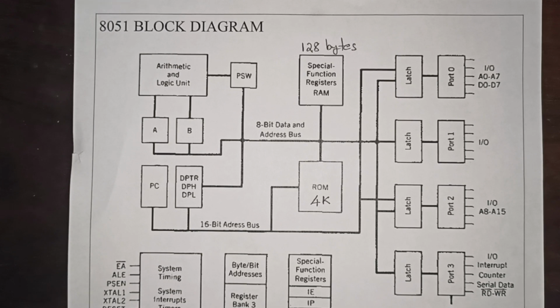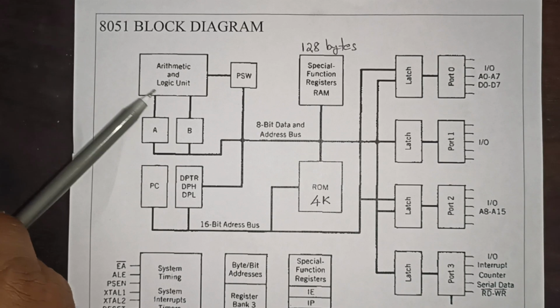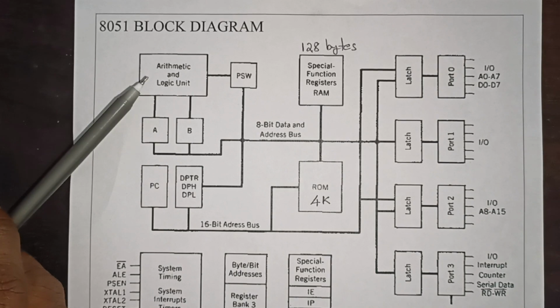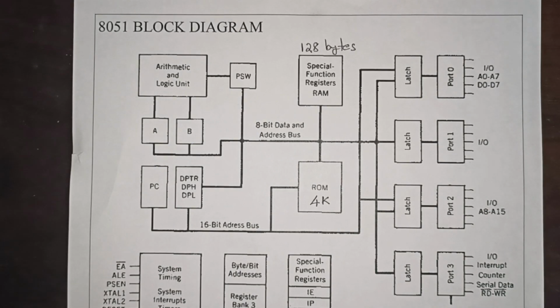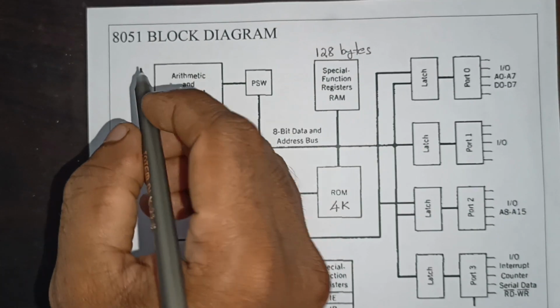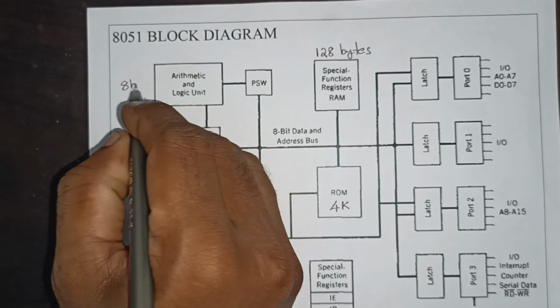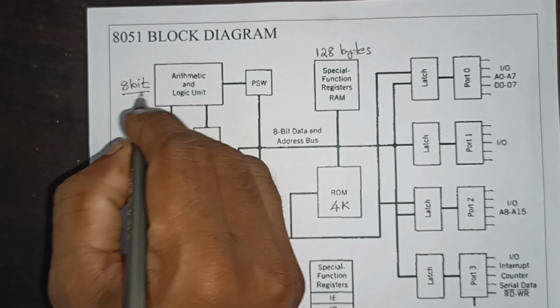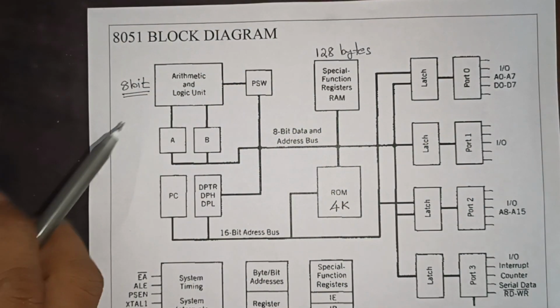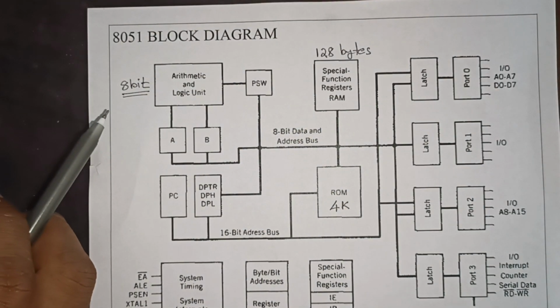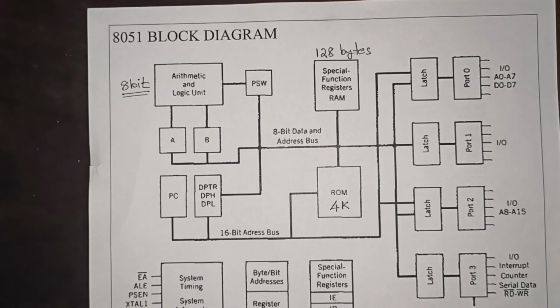So first of all, we will see the CPU related components. This is the ALU, arithmetic or logic unit. Keep in mind that ALU is 8-bit. ALU is 8-bit. This is the reason why 8051 is an 8-bit microcontroller, because ALU is 8-bit. So ALU can deal with numbers of width 8-bit.